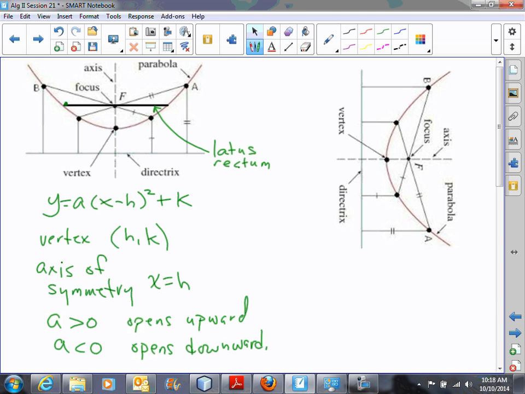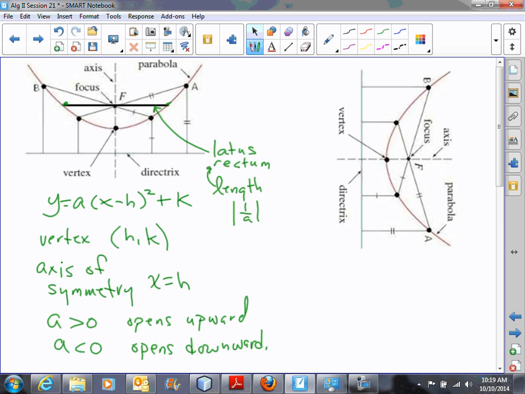The latus rectum. It's a line containing the focus, parallel to the directrix, and joining 2 points on the parabola. Now, it turns out that the length of the latus rectum, and this is what they'll usually ask you, is equal to the absolute value of 1 over a. If a is negative, we get rid of that negative. In other words, the reciprocal of a is the length of the latus rectum.